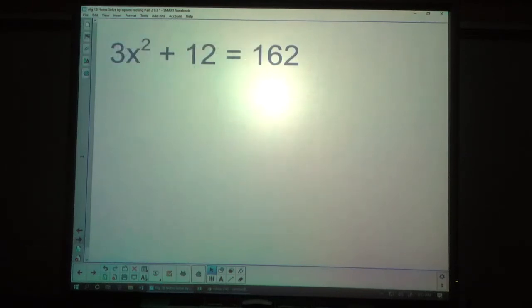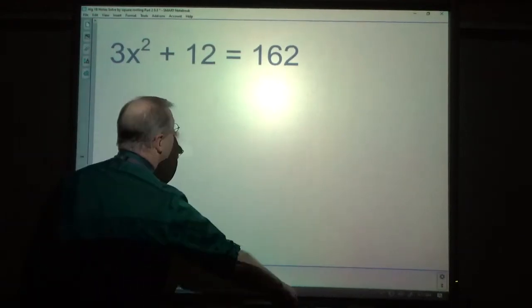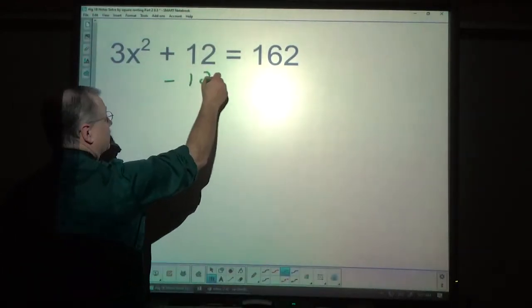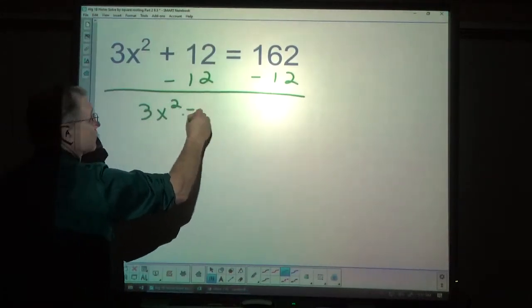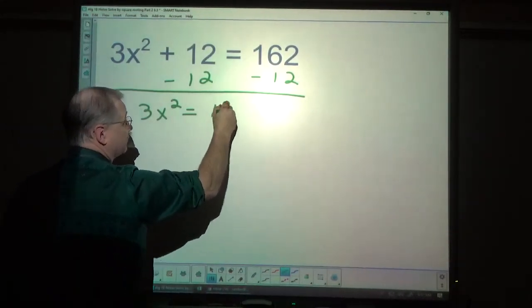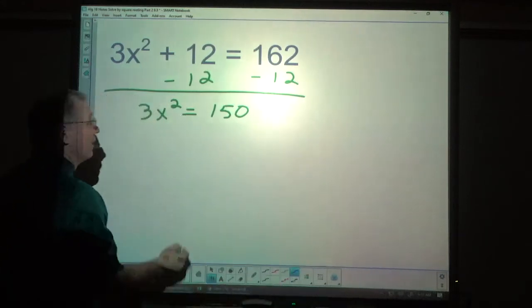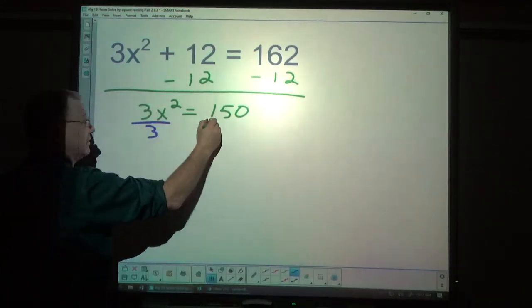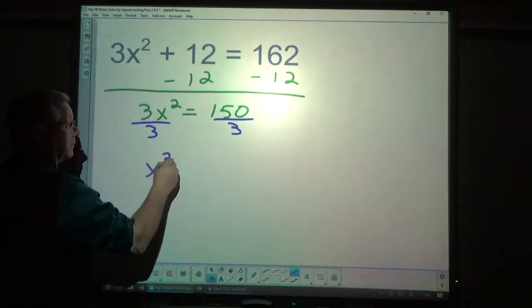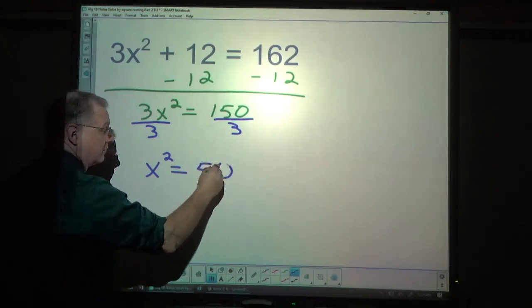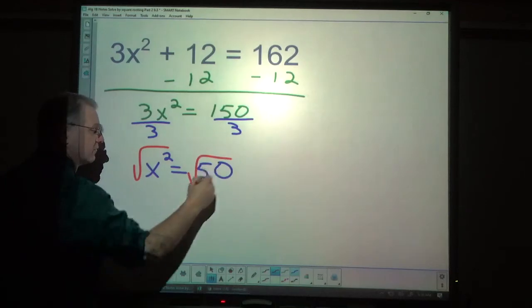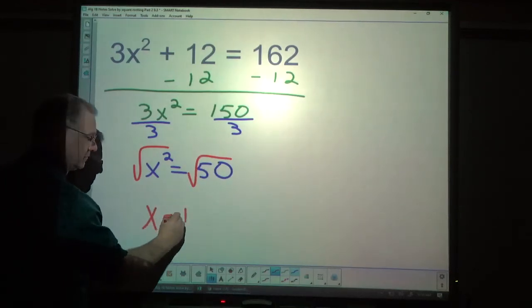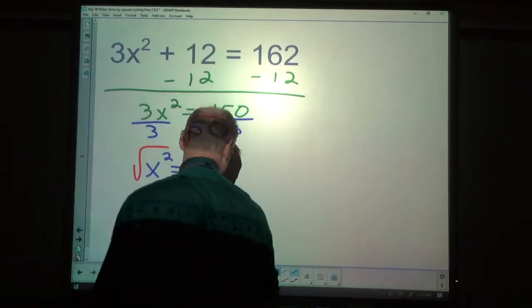All right, let's check out this one. Give it a try. Here we go. I'm going to subtract 12. That's going to give me 150. I'm going to divide by 3. So x squared equals 50. And I square root both sides. I've got the plus minus going.